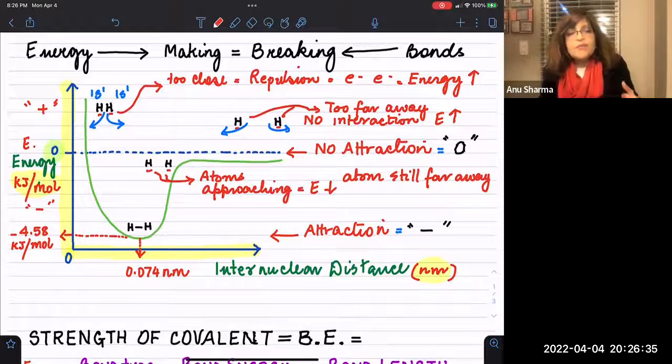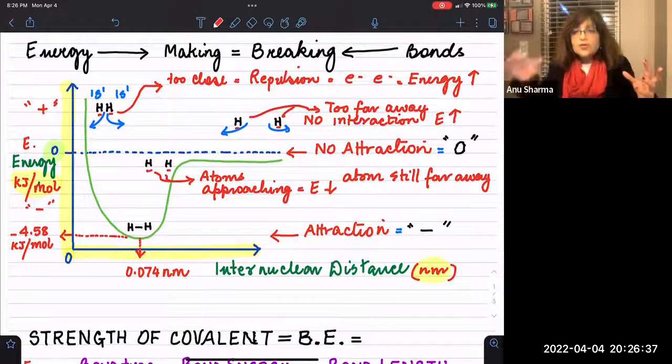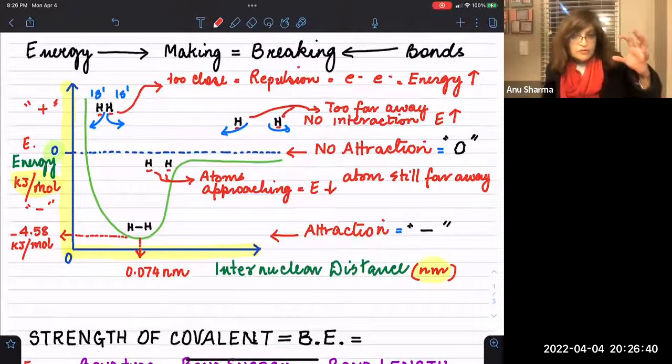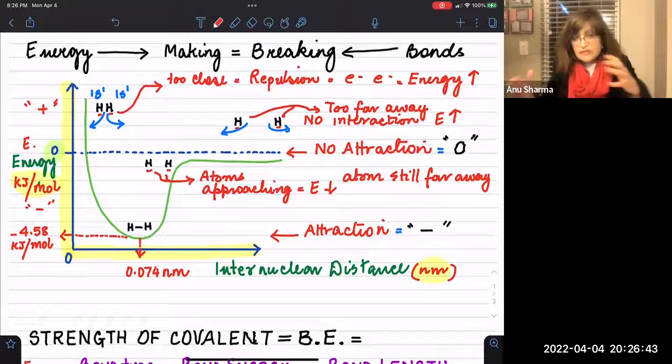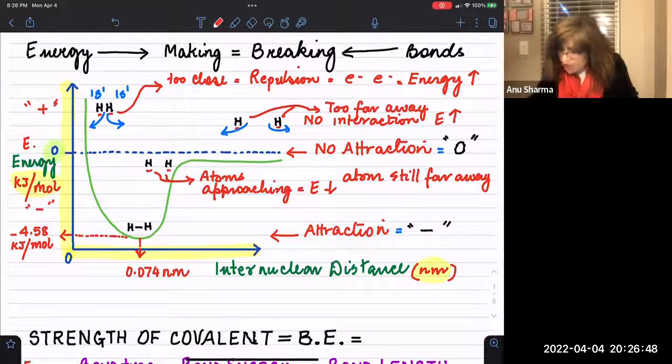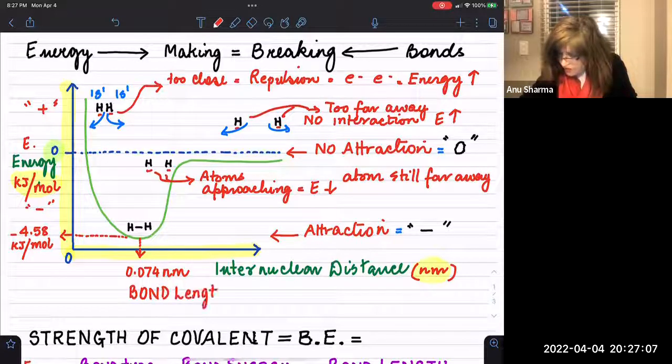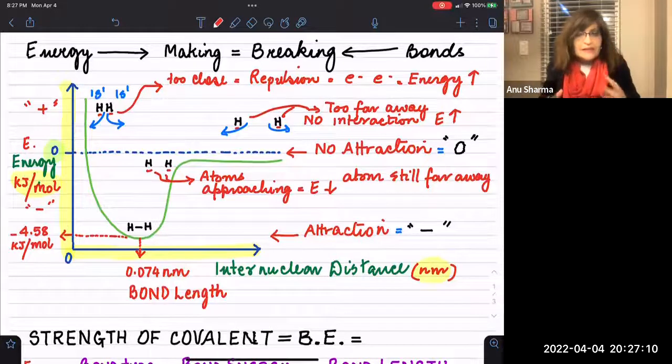The only way they can form the bond is when the nucleus of one attracts the electrons of the other, and the electrons of the other are attracted by the nucleus of the first. This is what maintains that connection. That optimal distance, where the nucleus starts getting involved, is 0.074 nanometer. This is the internuclear distance, also called the bond length, at which they are placed in such a way that they are mutually attracted to each other.